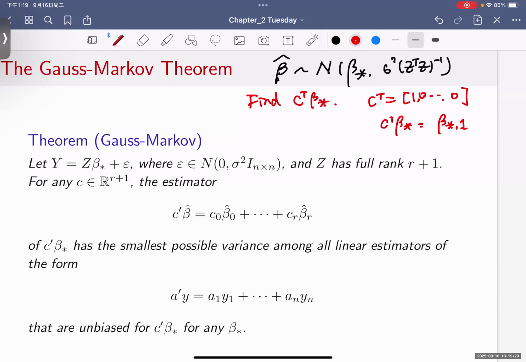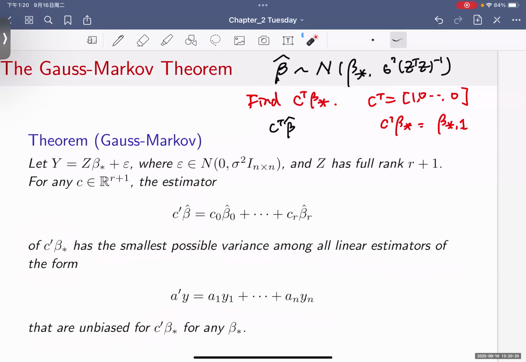Now we want to find C transpose beta star, and of course a straightforward answer is that we will use C transpose beta hat. And this theory, the Gauss-Markov theorem, tells us how good C transpose beta hat is. This statement is a little bit complicated. We consider C transpose beta hat as an estimator for C transpose beta star, wanting to recover that, and this estimator has the smallest possible variance among all linear estimators of this form that are unbiased for C transpose beta star.